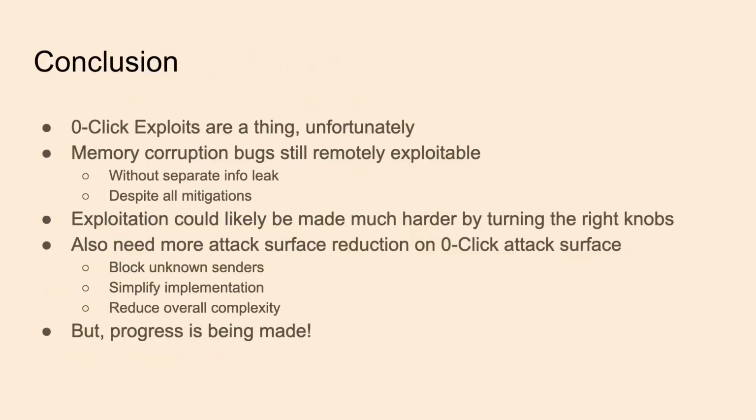Okay, conclusion. So yeah, zero-click exploits, they are a thing, they do exist. It is possible to exploit single memory corruption bugs on this surface without separate info leaks, despite all the mitigations we have. However, I do think by turning the right knobs, this could be made much harder. So I gave some suggestions here. And yeah, we need more attack surface reduction, especially on the zero-click surface. But I think there is progress being made.